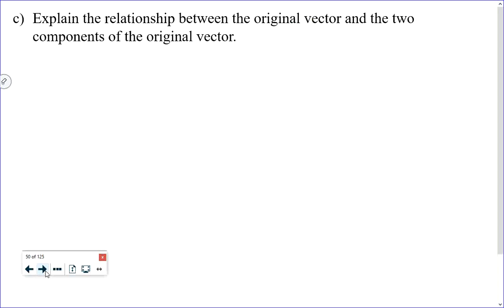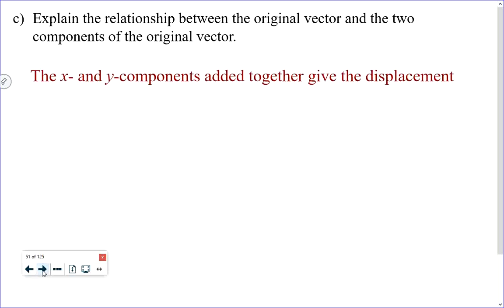Explain the relationship between the original vector and the two components of the original vector. This is so important. When you add the two components together, you're going to get the original vector. Literally, what I mean is dx plus dy equals d. That's what we're saying. The x and y components added together give the displacement. This is a true statement, and people look at this and go, I think you're kind of pulling my leg there, Mr. Way. Because if I add 346 and 200, I don't get 400. This is not saying add the magnitudes, it's saying add the vectors.